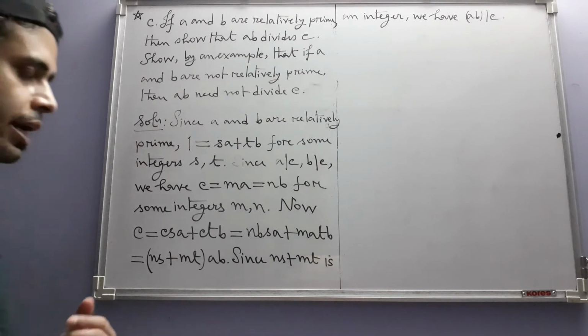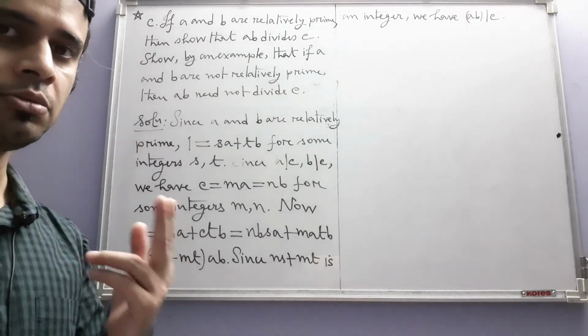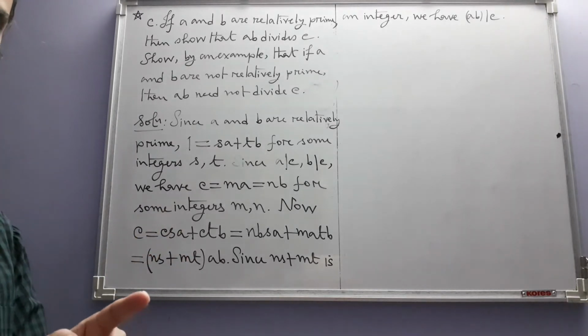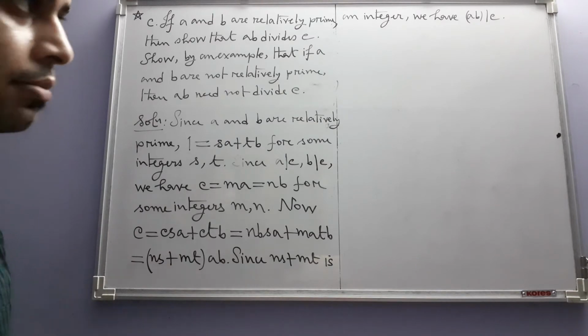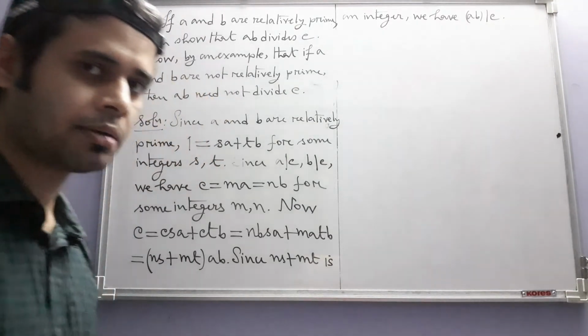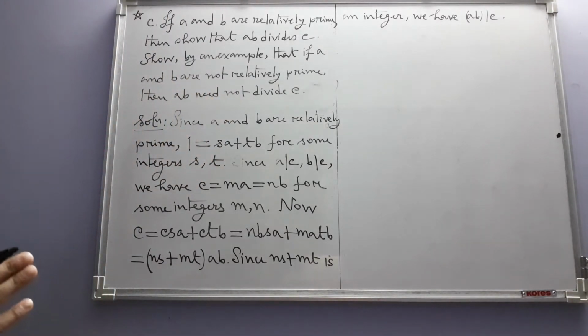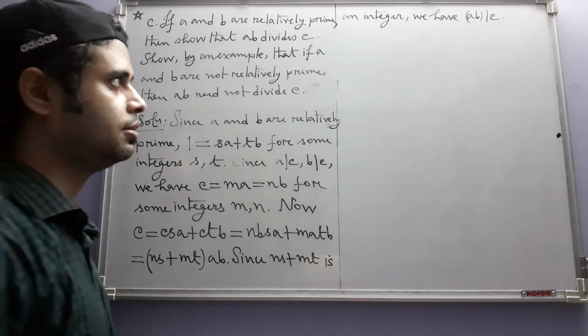Okay, so that means if C has two divisors A and B which are relatively prime, then their product also divides C. Now we have to provide an example of two integers A and B that are not relatively prime and which divide some integer C, but their product does not divide C.